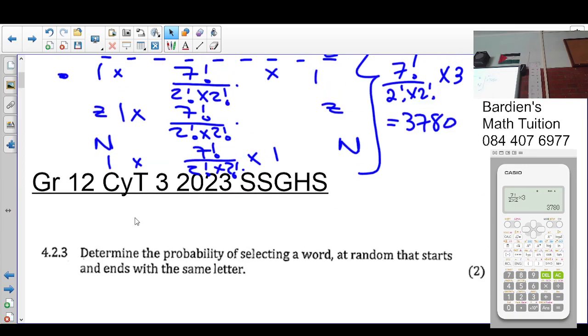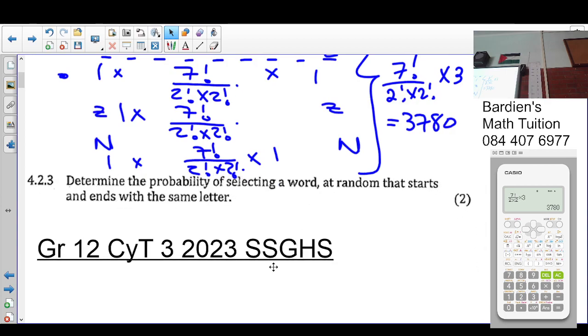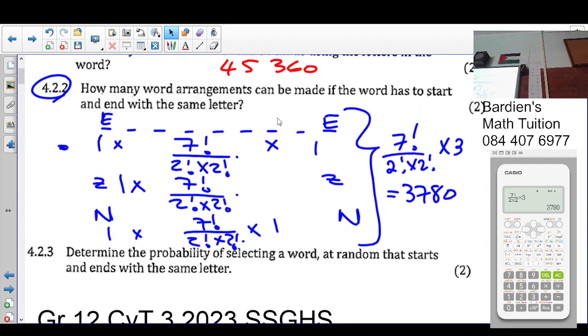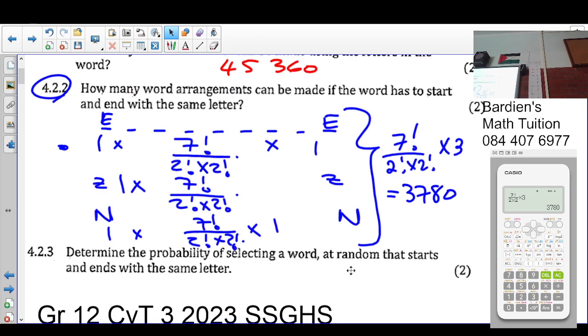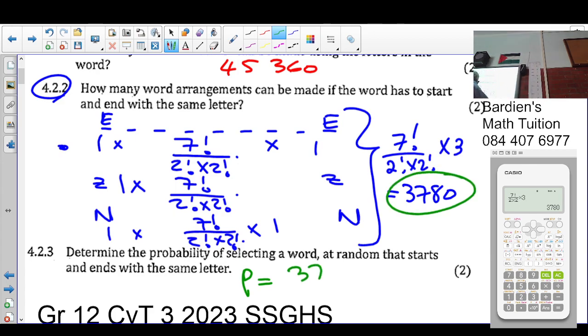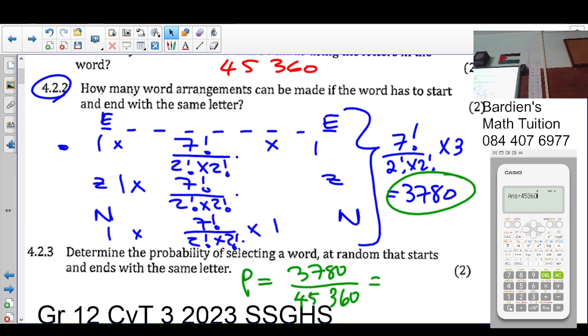Then the last question here in 4.2, which is 4.2.3, says: determine the probability of selecting a word at random that starts and ends with the same letter. So how do you work out probability? It's the number of favorable outcomes over the number of possible outcomes. That is the favorable outcome, so it's 3780 divided by the possible outcomes, which is 45,360. So it's divided by 45,360, which gives us 1/12.